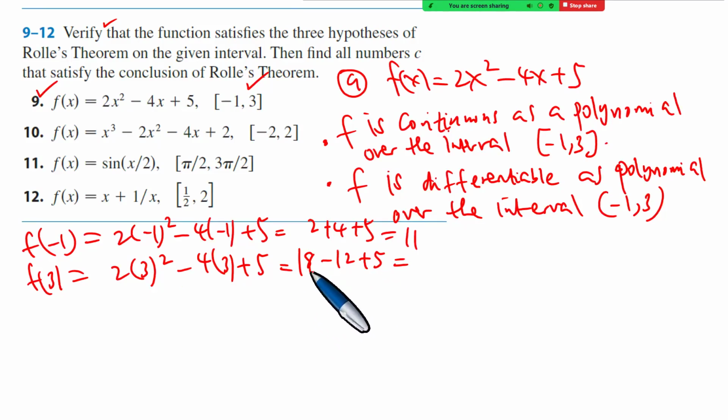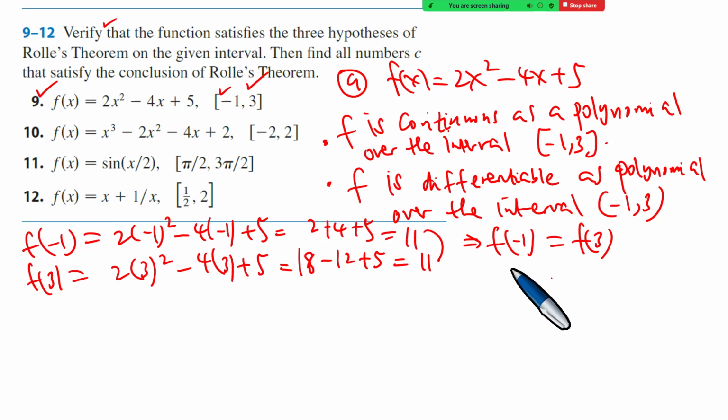And in the end, what do we have? Let's start by saying 18 minus 12. We get 6. 6 plus 5 is 11. Aha, this is good news. Because f of minus 1 is 11, f of 3 is 11, and that means f of minus 1 is actually equal to f of 3. So this is awesome because f of A is equal to f of B. So these are the three hypotheses that are satisfied. Then you can find the number C, right?